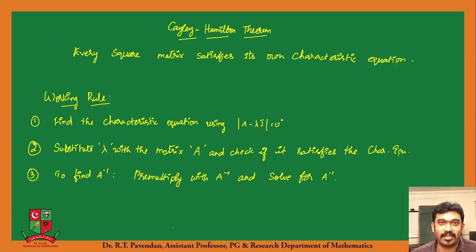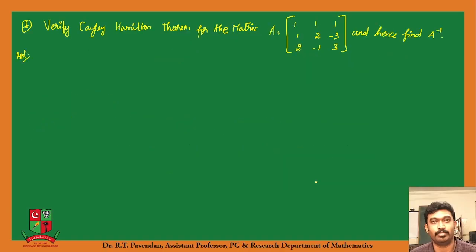We have to replace that lambda with the given matrix and prove that the RHS becomes a null matrix, or all zero matrix. So that is what we are going to do. The actual working rule is, first we find the characteristic equation by taking the determinant of A minus lambda I equal to 0, and substitute lambda with the matrix A and check if it satisfies the characteristic equation. That way we can verify the Cayley-Hamilton theorem, and if they ask us to find A inverse after verifying, we pre-multiply by A inverse and solve for A inverse. That is the general working rule for this problem.